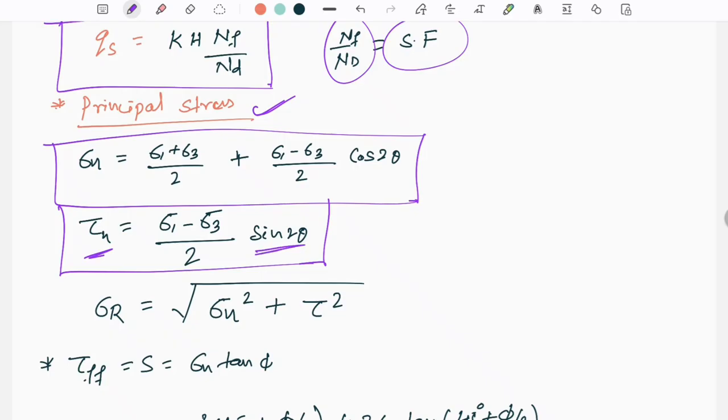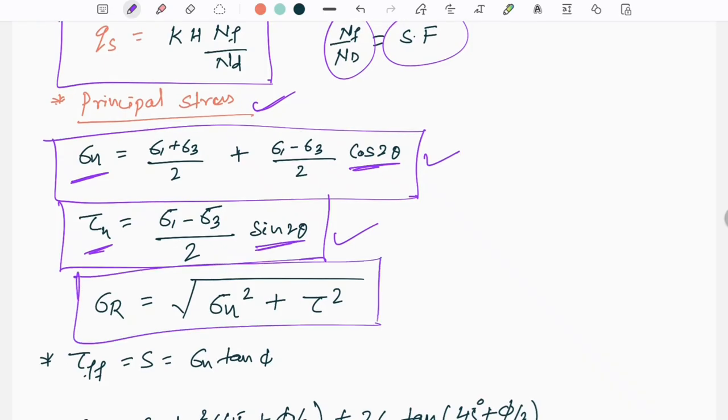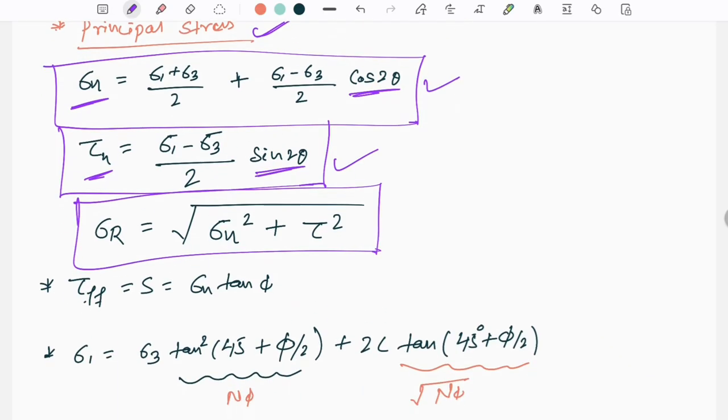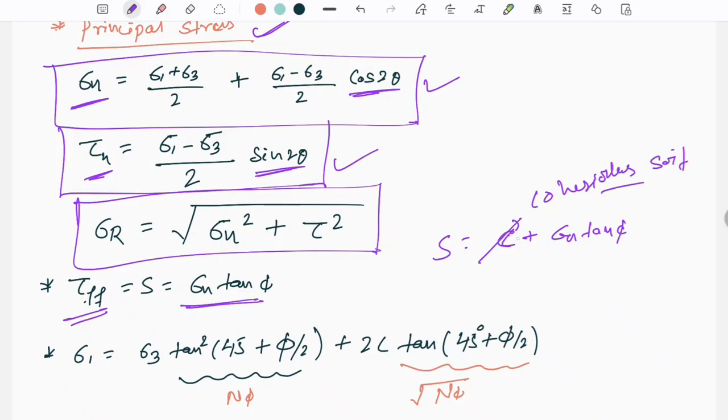For shear, sin is here, for sigma n, cos 2 theta is here. So if you know sigma n and tau n, you can find the resultant stress, that is nothing but the root over sigma n square plus tau square. This is the failure strength, shear strength, that is S is equal to sigma n tan phi when C is equal to 0. Okay, when C is equal to 0. If C is there, then S is equal to C plus sigma n tan phi. So C is 0 for which soil? Cohesionless soil. For cohesionless soil, the value of cohesion C is equal to 0.